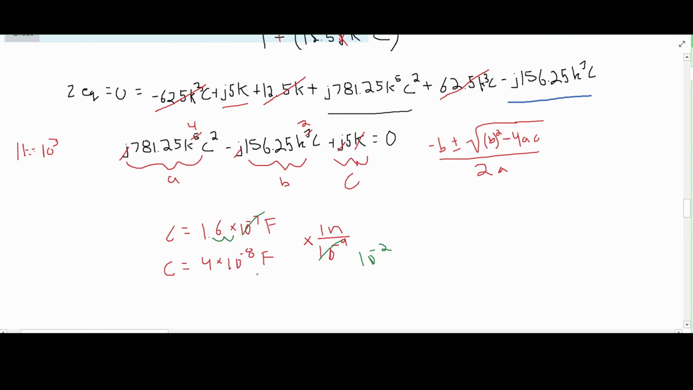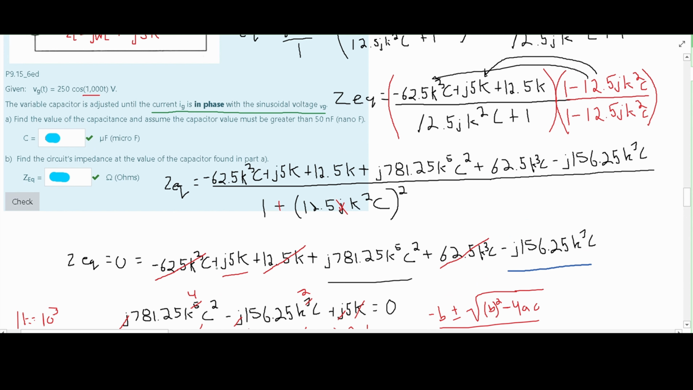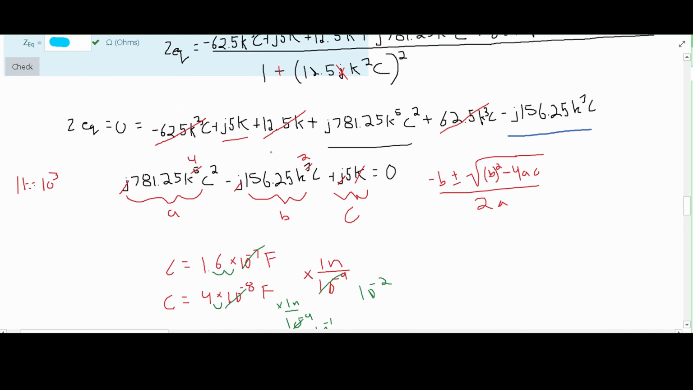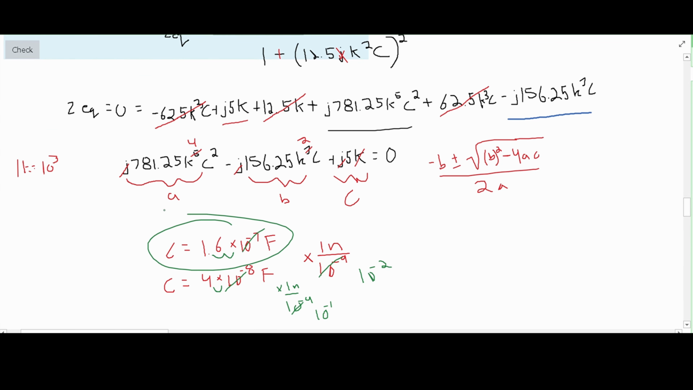If we do the same thing to the bottom, we multiply this by 1 nano over 10 to the negative 9. We are going to divide these out, and we're just going to get 10 to the negative first on the bottom. Well, if we move our decimal over one, we're going to get a 40. And 40 is less than our 50 nanofarads, and since our capacitor value must be greater than 50, we know that the first answer right here is going to be our answer.